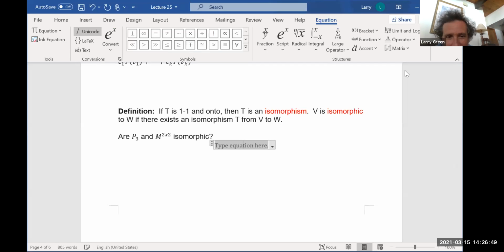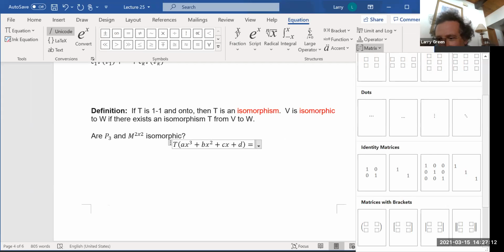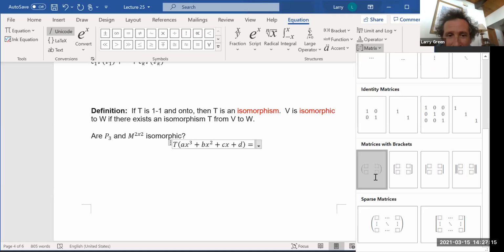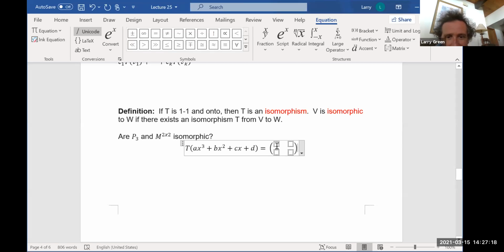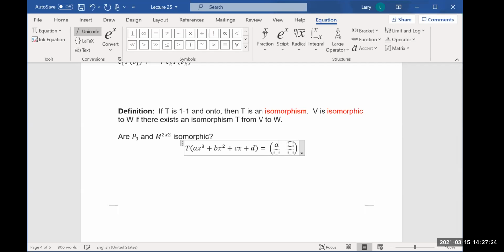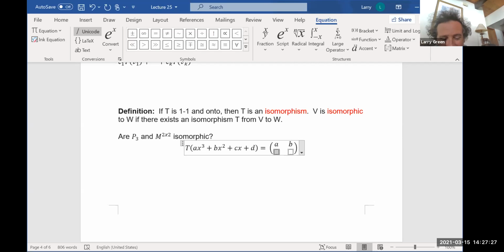All right, what do you think T of something in P3, AX cubed plus BX squared plus CX plus D, is? Any guess? Remember, T is a linear transformation and needs to be from P3 to M2 by 2. So what do you think I'm going to put in here? The constants. A, B, C, D. Okay, it's obvious if you just do it. Do you agree? What else would you do?